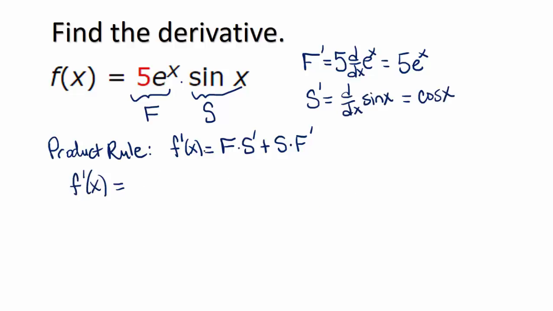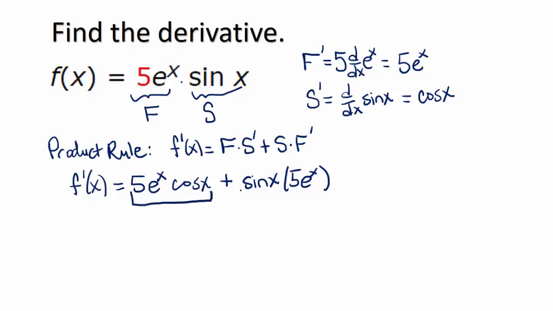We have f prime of x equals the first function, which is 5e to the x, times the derivative of the second, which is cosine x, plus we have the second function, which is sine x, times the derivative of the first, which was also 5e to the x. So we have found the derivative, but we of course like to simplify as much as possible.